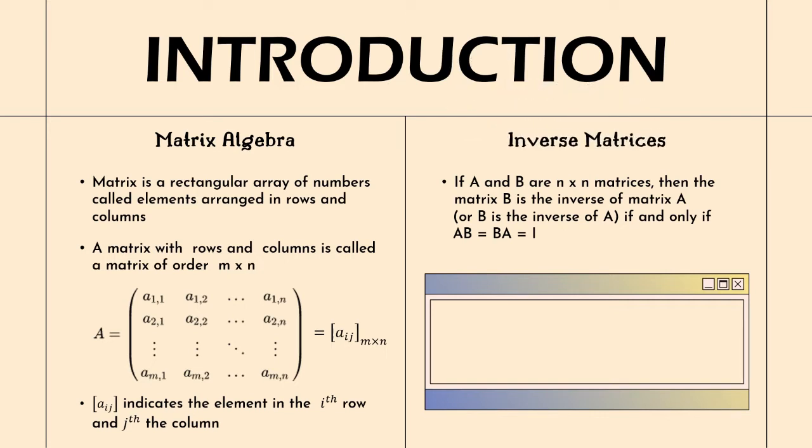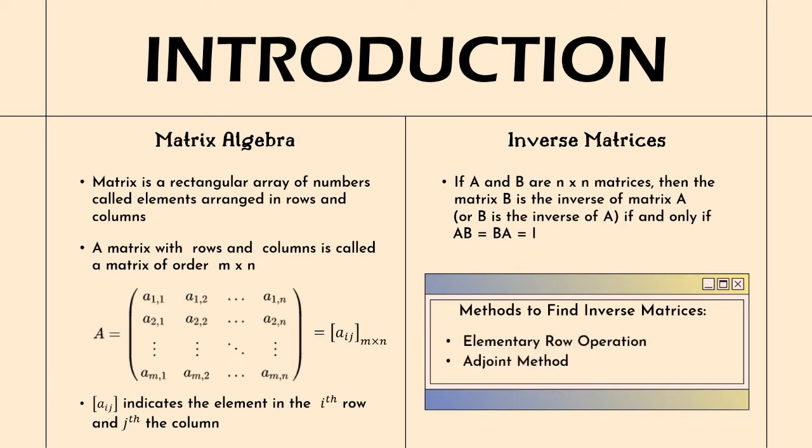Inverse matrices. If A and B are m times n matrices, then the matrix B is the inverse of matrix A, or B is the inverse of A, if and only if AB equals BA equals I. Methods to find inverse matrices: elementary row operation and adjoint methods.